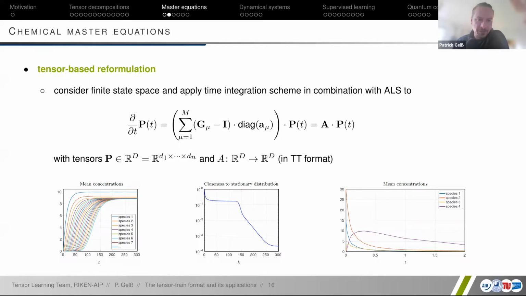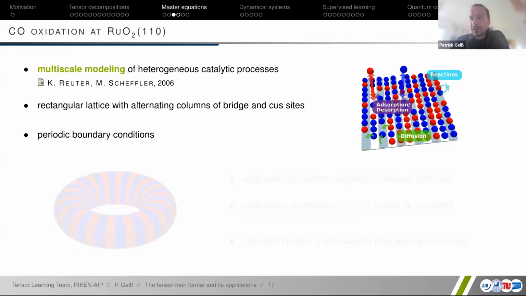And then directly from this, we went to catalytic systems. So here we can actually do quite similar things. The setting is a bit different. We represent the surface of our catalyst as a rectangular lattice, and we have different sites, different types of sites.